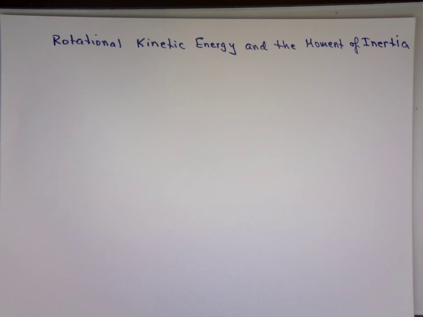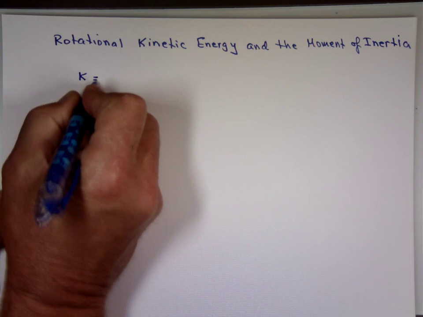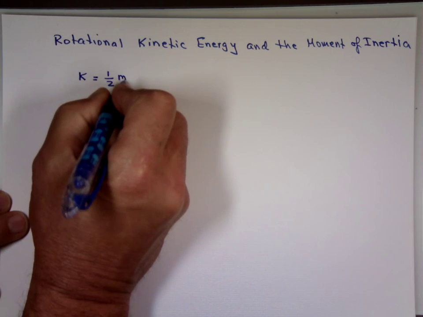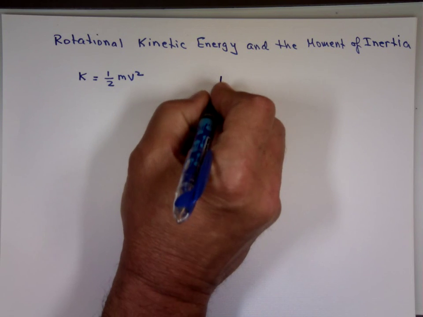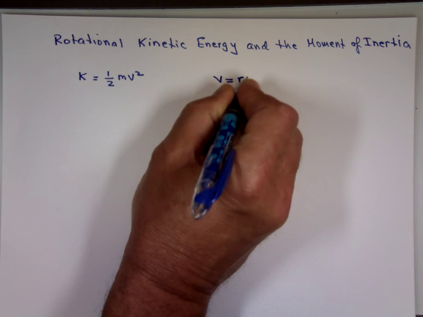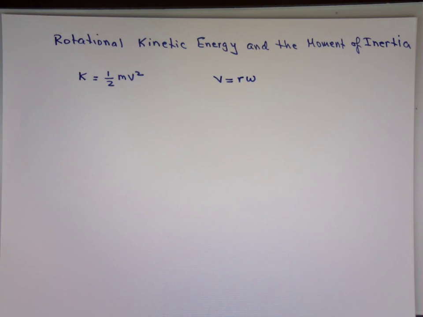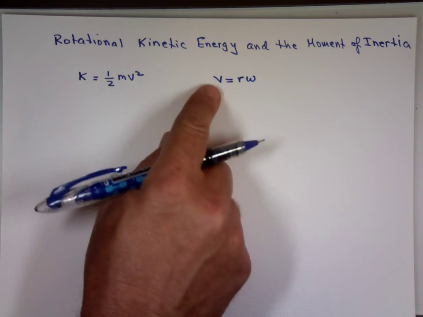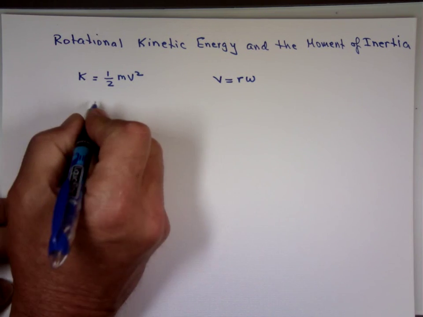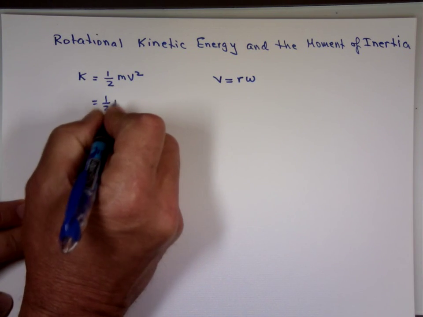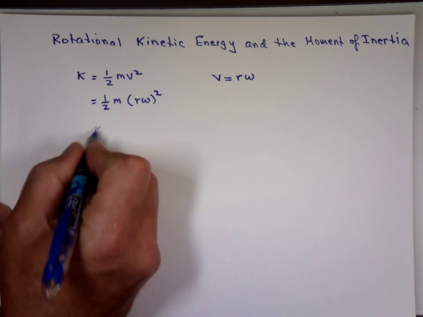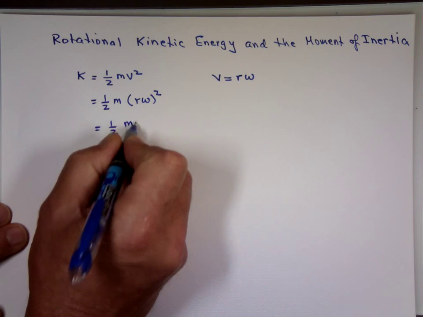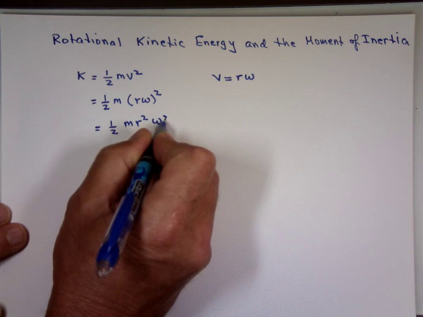Now, if you remember from before, we said kinetic energy is equal to 1/2 mv squared. And from last class, if you remember, v equals r times w, the relationship between linear versus angular speed. So now the kinetic energy can be written as 1/2 m, and instead of v, I'm going to put r w and square it. So you end up with 1/2 m r squared times w squared.